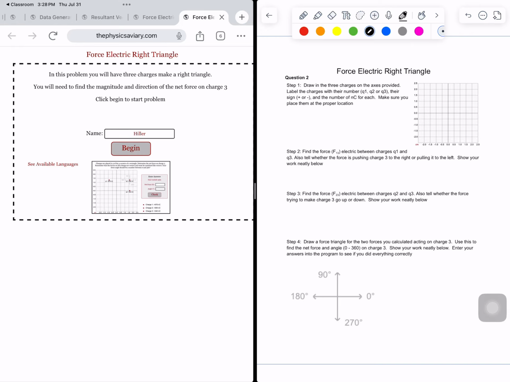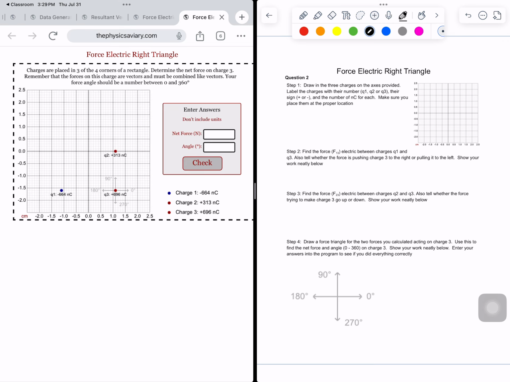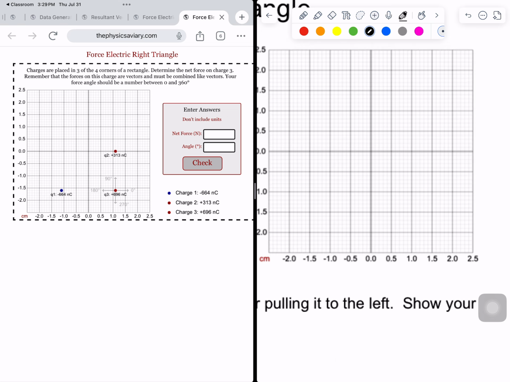All right, now in question number 2, again, we're given forces, we're getting charges in a triangular relationship. So go ahead and enter in your name, and our job is to find the magnitude and direction of the net force specifically on charge 3. Okay. Well, this is my arrangement. Take a moment to copy down your arrangement on your graph.